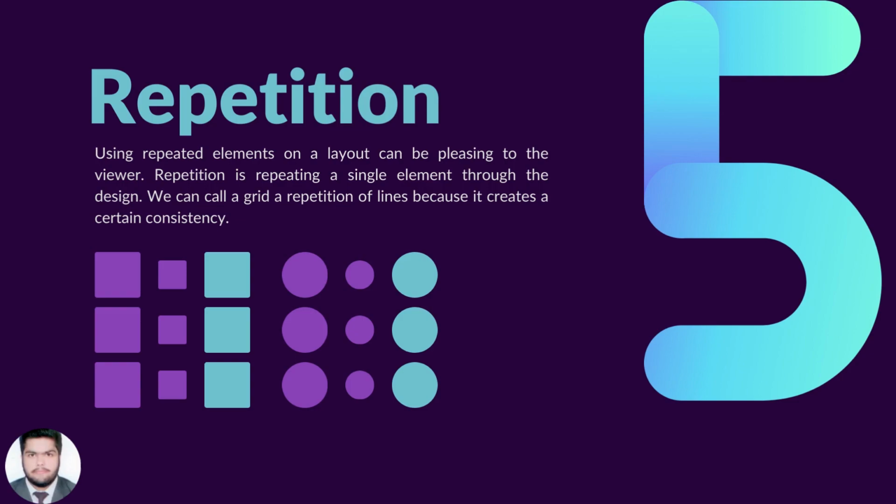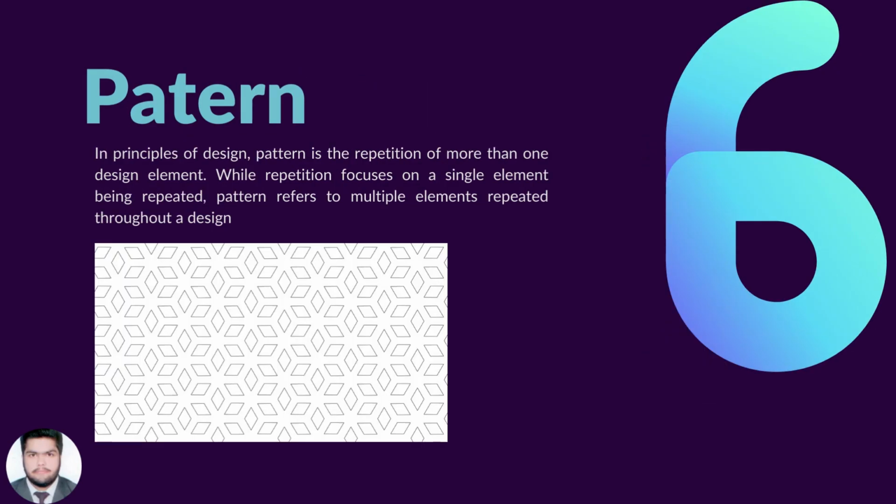Point 5. Repetition. Using repeated elements on a layout can be pleasing to the viewer. Repetition is repeating a single element through the design. We can call a grid a repetition of lines because it creates a certain consistency. Point 6. Pattern. In principles of design, pattern is the repetition of more than one design element. Where repetition focuses on a single element being repeated, pattern refers to multiple elements repeated throughout a design.